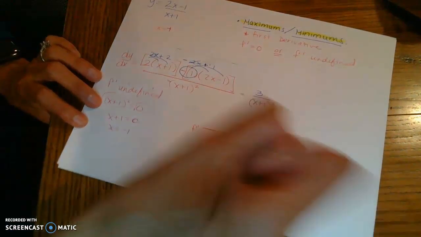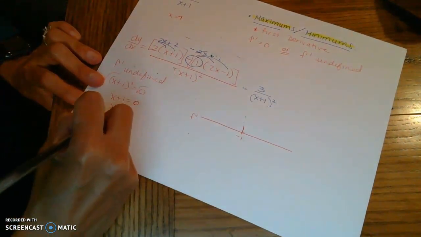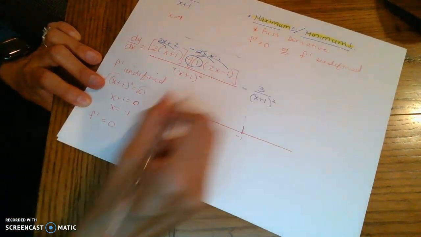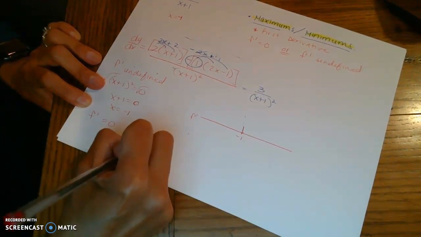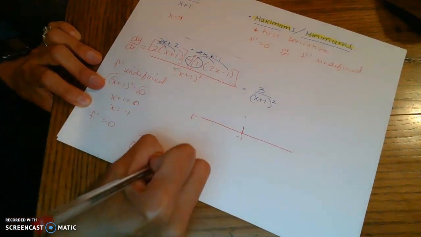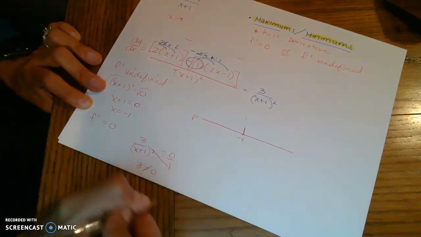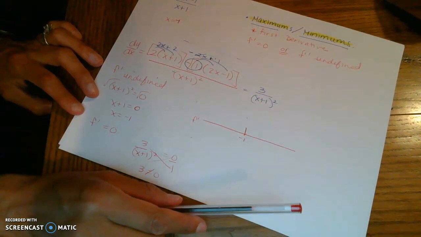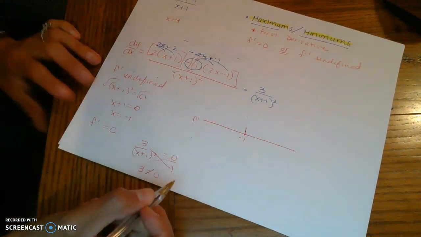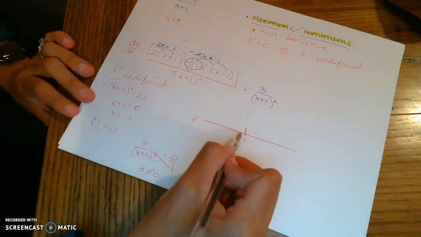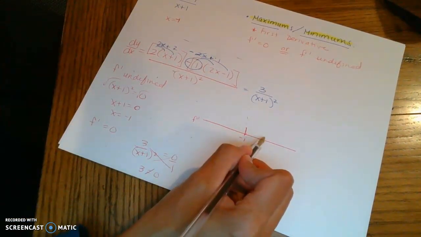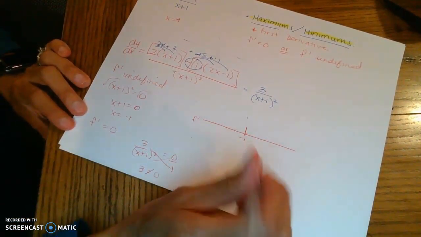Okay, and then here I'm looking for if the first derivative can ever equal 0. Well, if I have this 3 over (x plus 1) squared and set equal to 0, if I cross multiply this, I get 3 equals 0, which is not true. There's no more critical values. So that's it. So now it's just up to me to pick a number to the left and to the right to see about having a possible max or min.